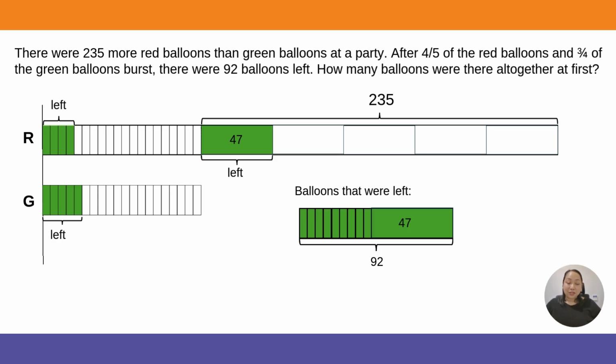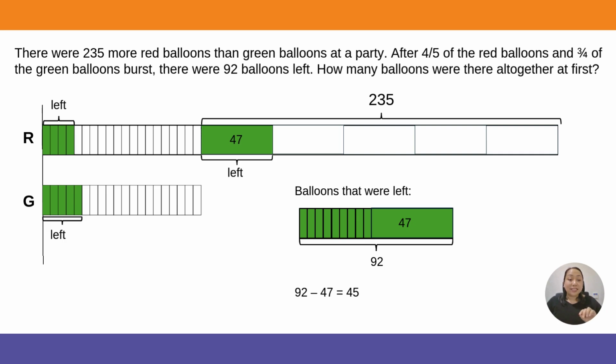Now, to make it easy for us to visualize this, we're going to put together into one bar the balloons that were left. So I'll get the 4 units from the red bar and the 5 units from the green bar, put them together, and I'm going to also get that part that's labeled 47. And the total of that, as we've mentioned in the problem, is 92. Now we're ready to compute.